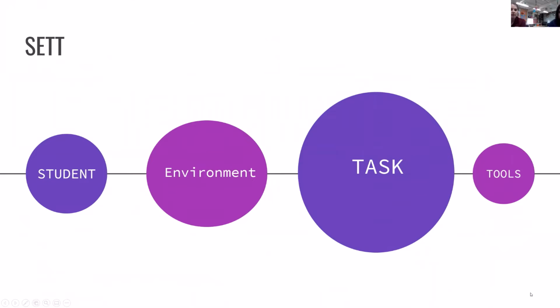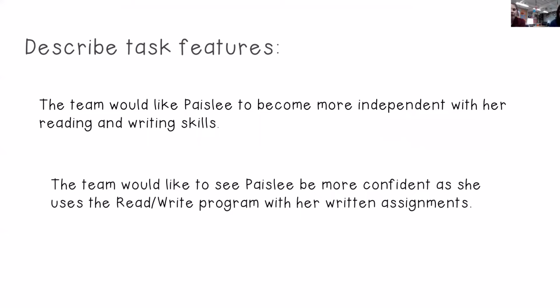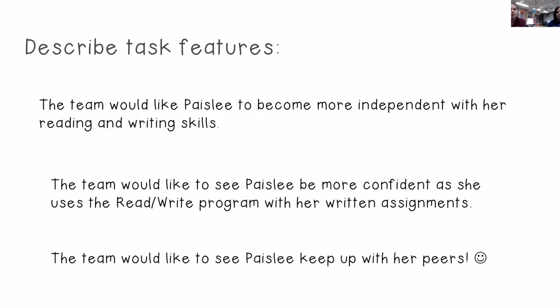And then the task. We'll go to the next slide. So our basic goals for her were that she would become more independent with her reading and writing skills through using the tools that we were implementing. And we wanted to see Paisley be more confident using those programs for her written assignments, taking the initiative to even use those in the classroom and not requiring instruction from us. Next, and also see her keep up with her peers with what they're doing in the classroom, closing that gap between where she's at with her reading skills and her classmates.